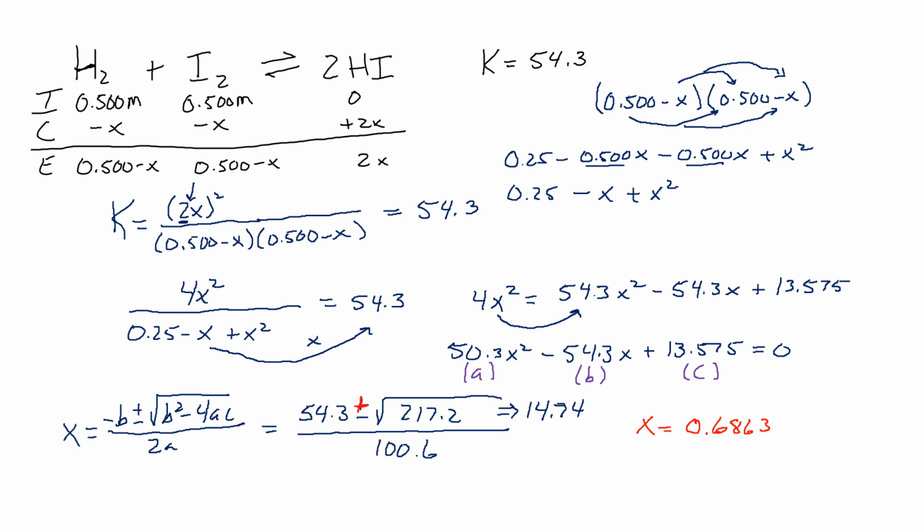The other way there, I'll do it in green, it's going to be the subtract way here. So we'll go that way. And that's going to be 54.3 minus 14.74 divided by 100.6. And that is going to give us an x value of 0.393, which I believe is what we got when we did it with the square root method.